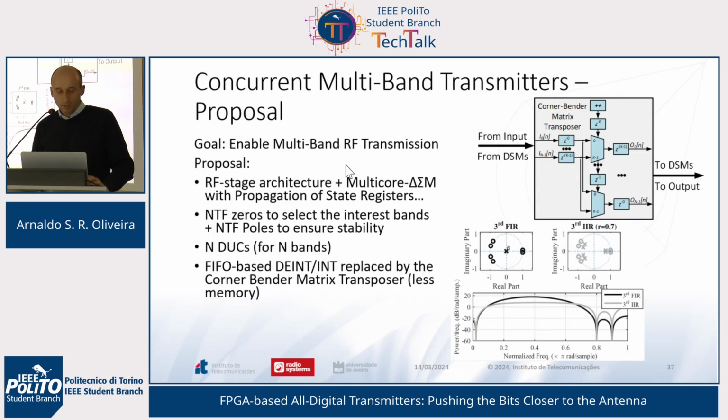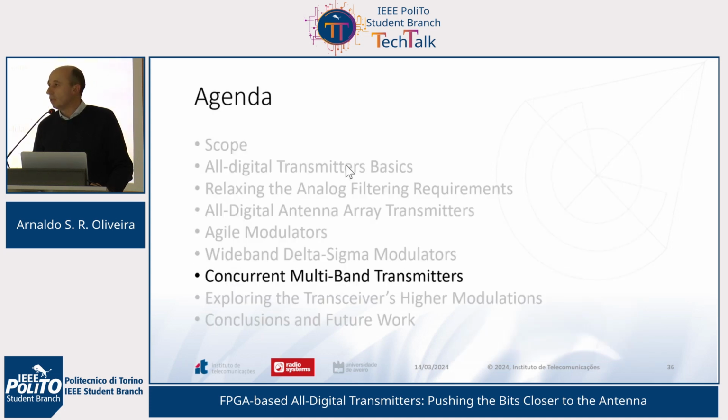We also worked on this type of transceivers allowing transmission in multiple bands, which means basically the following: we had to create delta sigmas with several notches in the noise transfer function, of course, and in each notch we are able to send or to transmit a particular signal. So this was the approach.